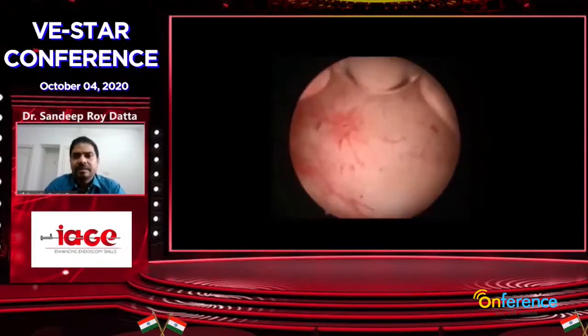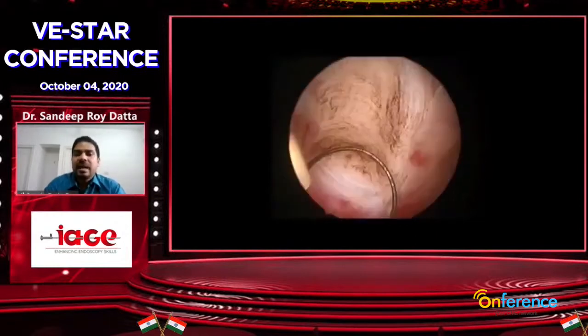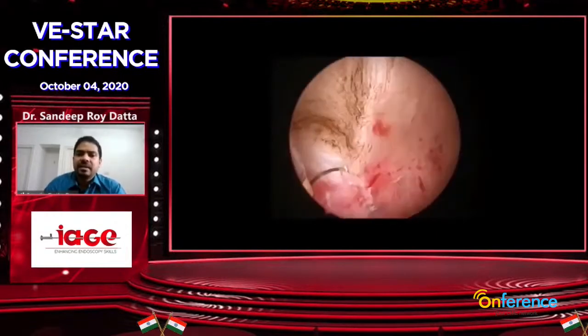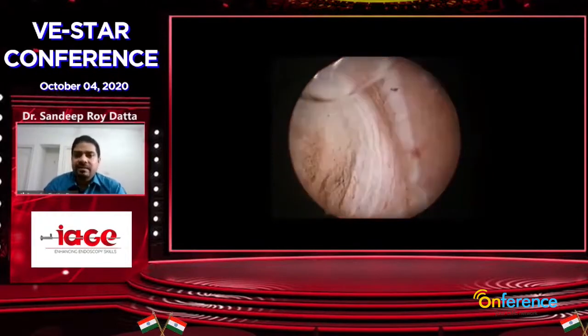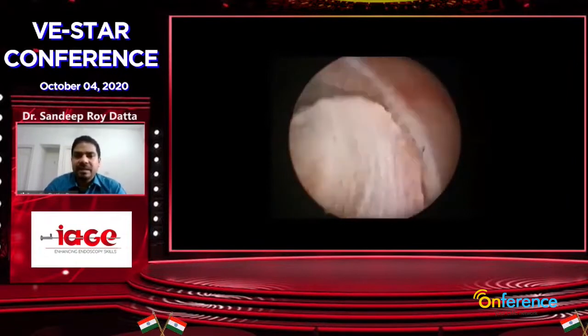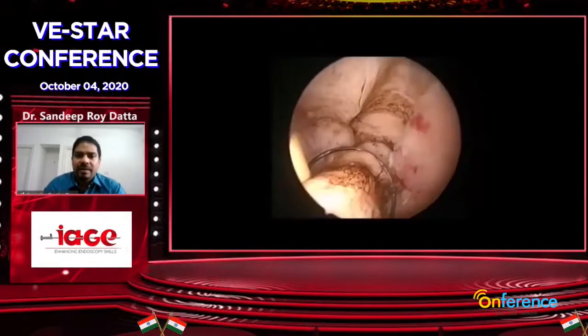This is a very tricky situation. Only experienced people should do it. And the size also, you should not take a very big size. Usually up to 3 centimeter should be resected if it is a type 2 submucous fibroid. The principle is the same. You keep on cutting the fibroid and look for myometrium.